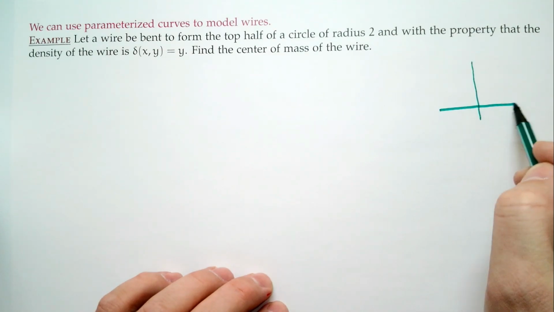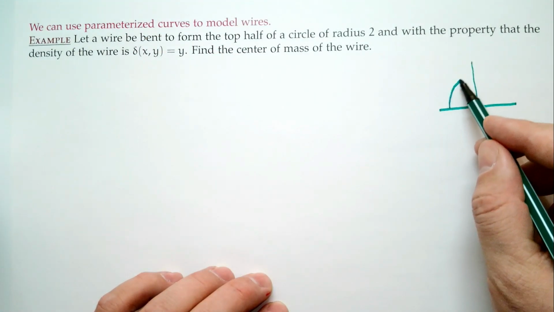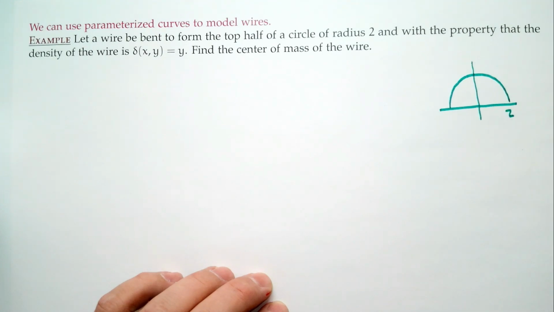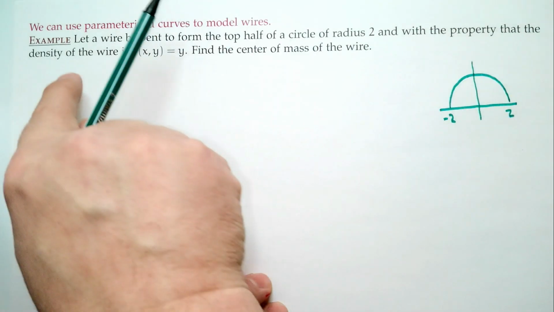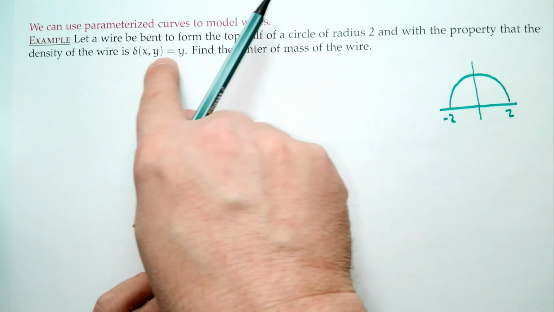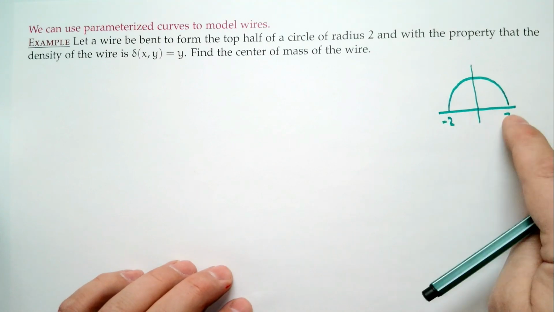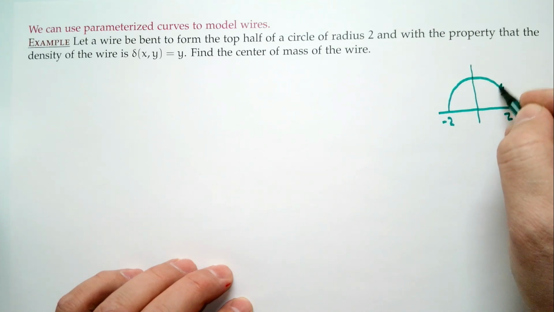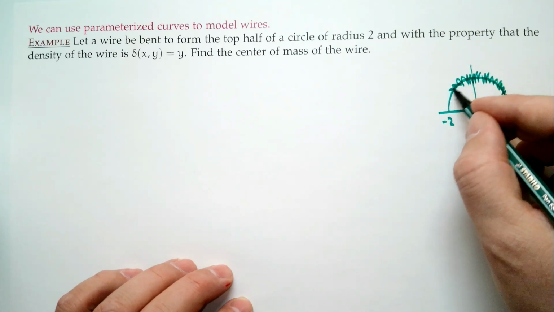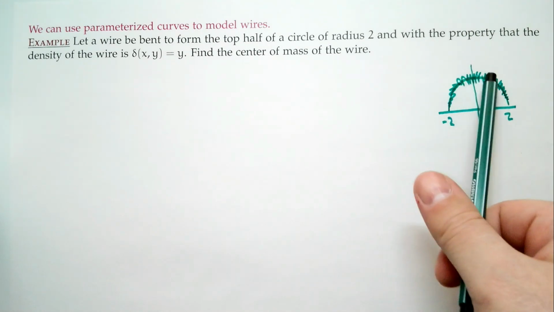So we're going to think of this in the xy plane, mostly because I see here this is a function of x and y. The top half, I'm going to be up here, and I have a circle of radius 2. So here's my wire. Now, this has the property that the density of the wire at any given point is y. What does that mean about my wire? Well, it means that near the axis my wire is very thin, but as I move up, I'm going to get thicker. So I'm very thick at the top, and then very thin at the bottom. So the wire is definitely a lot thicker near the top part here.